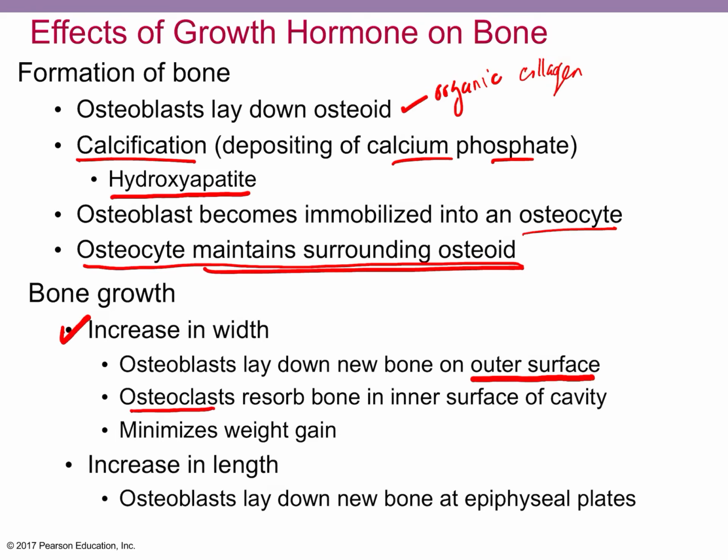Then osteoclasts will resorb the bone on the inner cavity, the medullary cavity. So in a long bone, the center of the long bone will get more hollow. The medullary cavity will get larger. And this minimizes the amount of weight you're going to gain by adding new bone. Okay, your bone is still very strong, even though it has a little bit wider of a medullary cavity. Now, that's the increase in width. Increase in length is due to osteoblasts laying down new bone at the epiphyseal plate. So let's take a look at that.